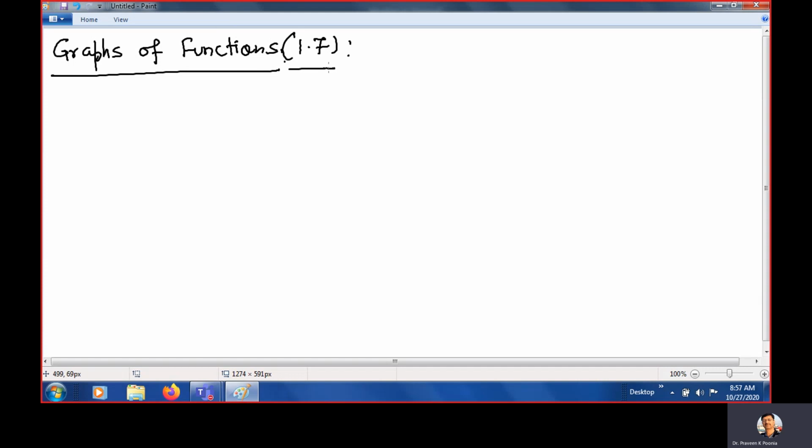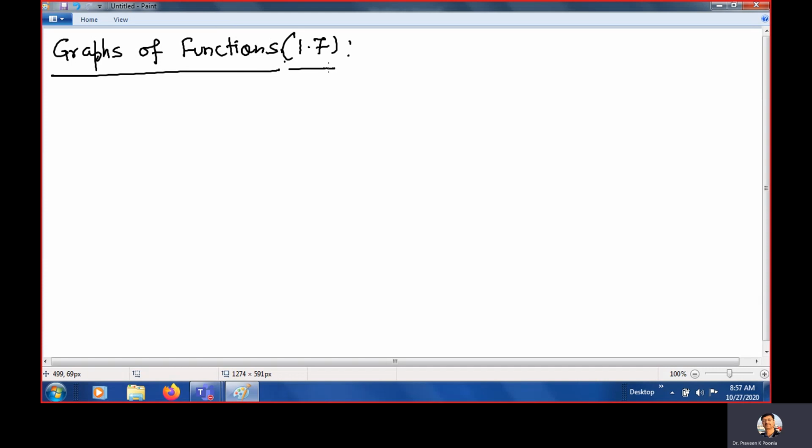Whatever functions we are studying, we study constant function, linear function, quadratic function. Clear? And in the coming chapters also, exponential function, trigonometric function, logarithmic function. So we are going to draw the graph of every function.